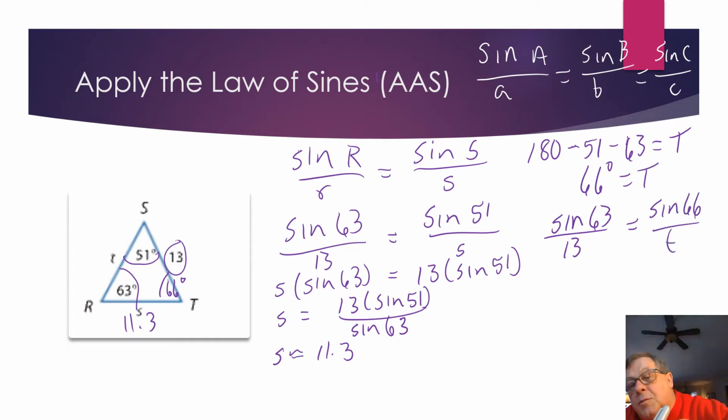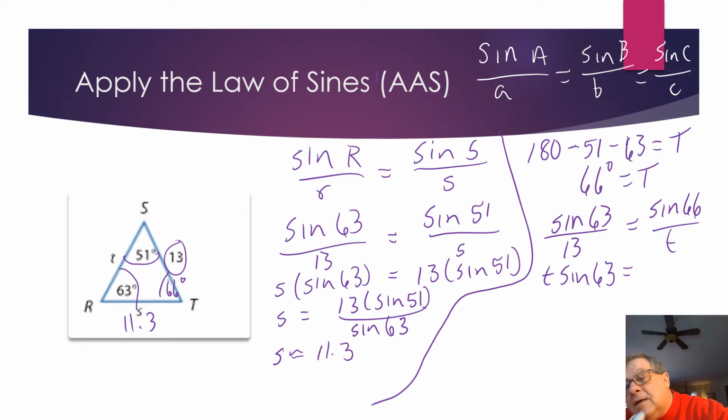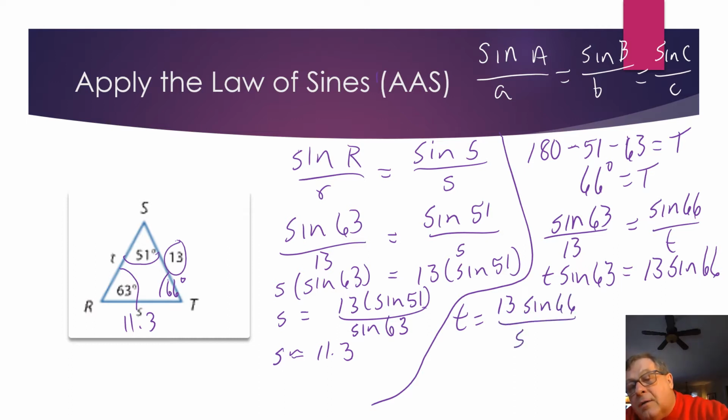And again, we're going to cross multiply so that T times the sine of 63 equals 13 times the sine of 66. And then we're going to isolate T, where T is equal to 13 times the sine of 66 divided by the sine of 63. And that should give us an approximate measure. We're going to round it to the nearest tenth of side T.